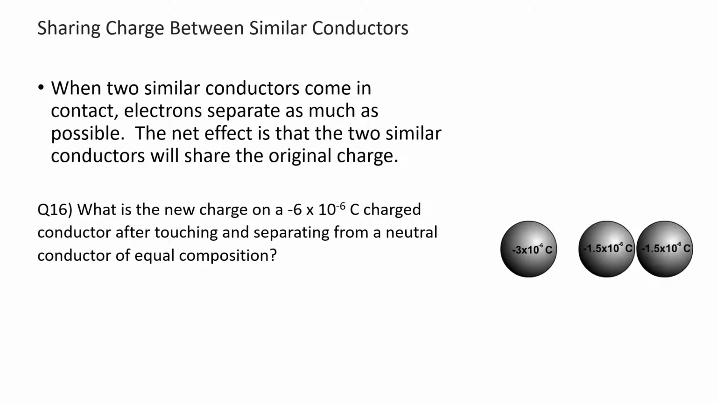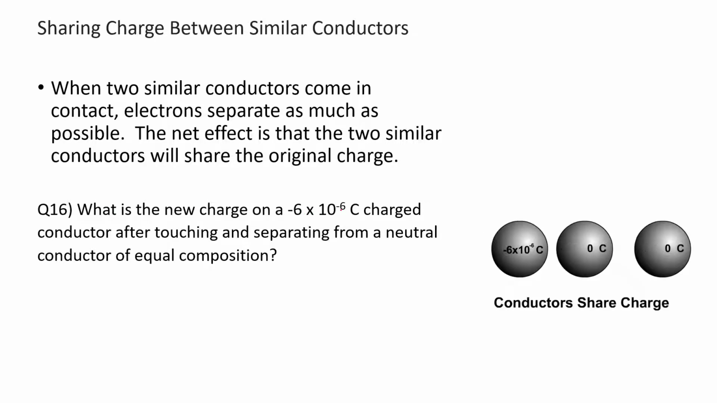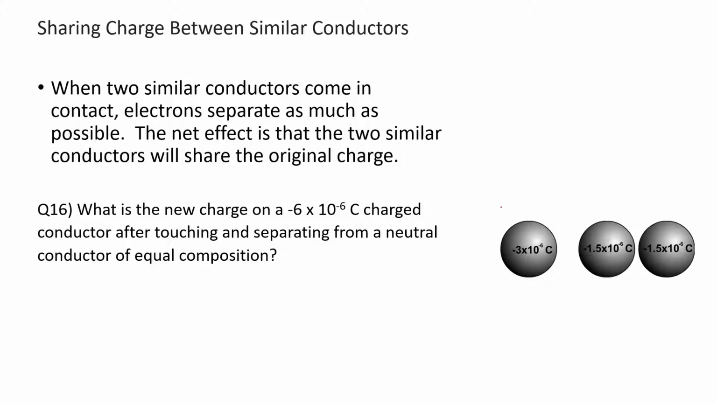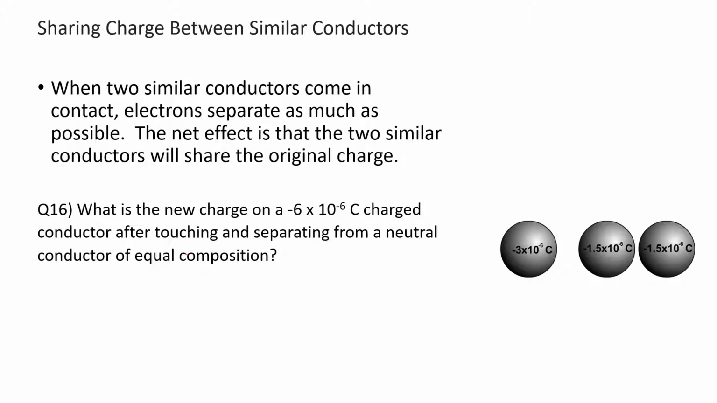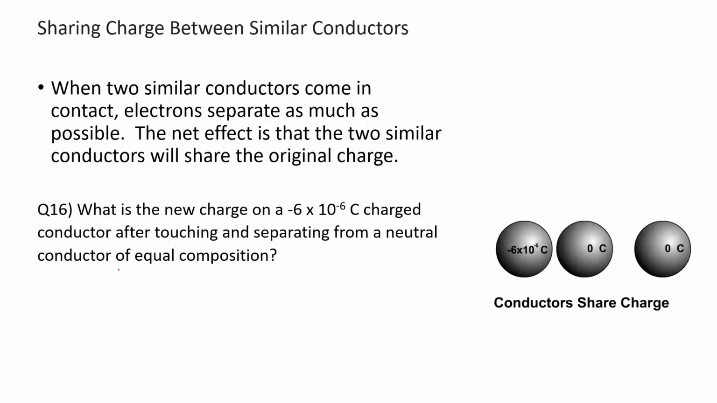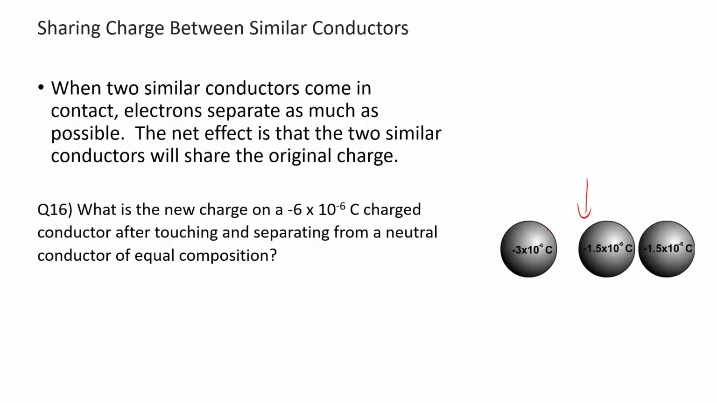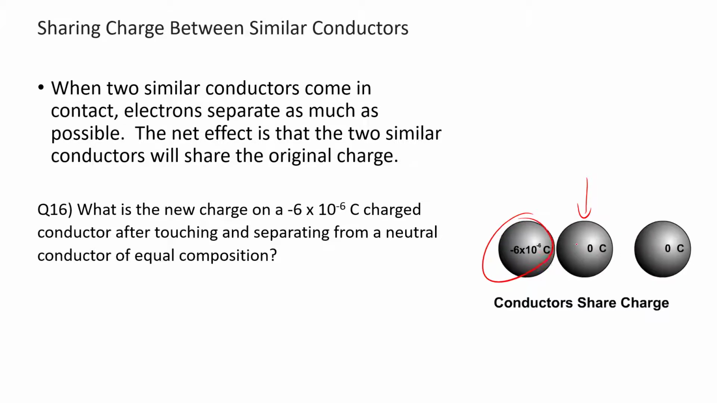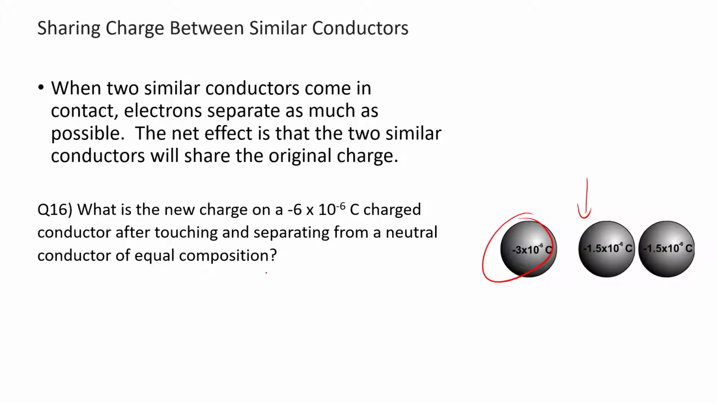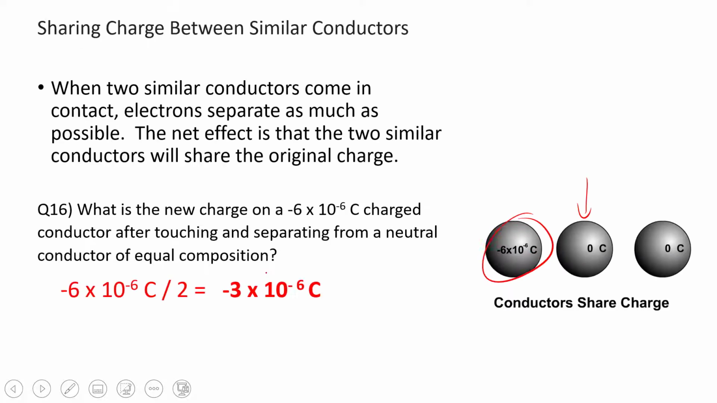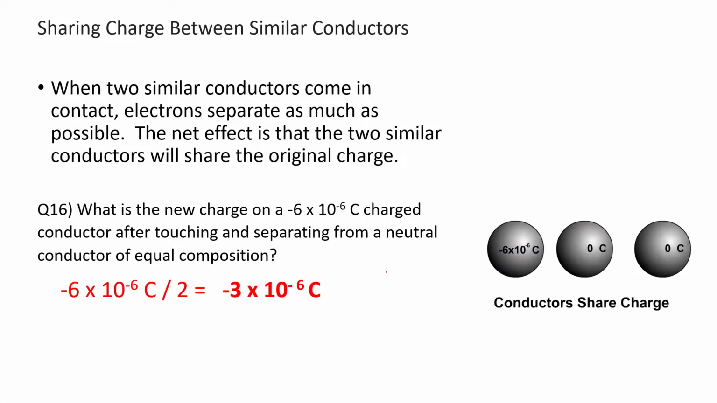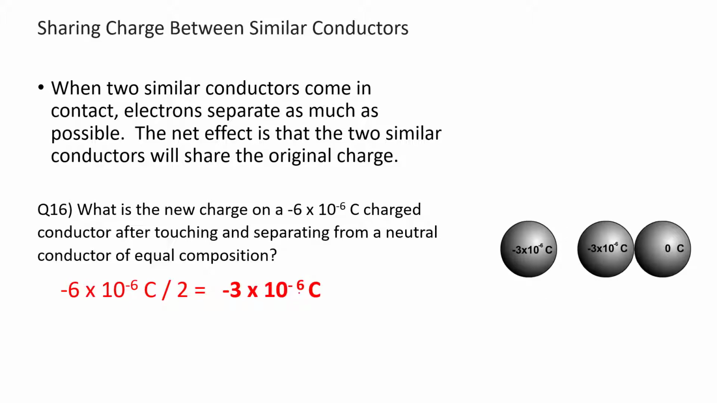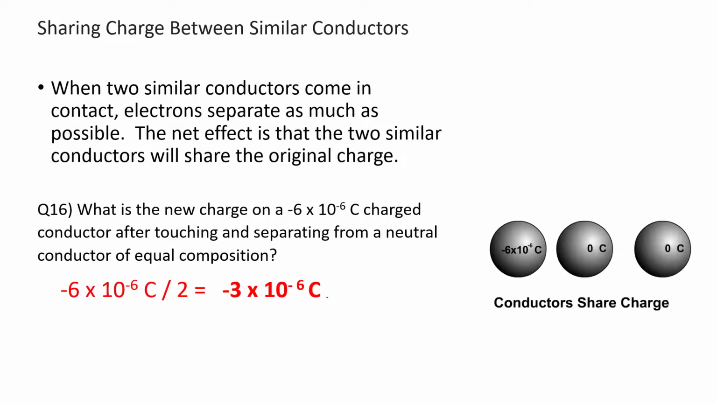So what is the new charge on this -6 times 10 to the -6 coulomb charged conductor after touching and separating from a neutral conductor of equal composition? So it's just talking about this first part. What's the charge here after it touches? And you can take a look. It is this answer right here, half of it, just the first part. It's not talking about the second part of the contact. It's going to be -3 times 10 to the -6 coulombs.